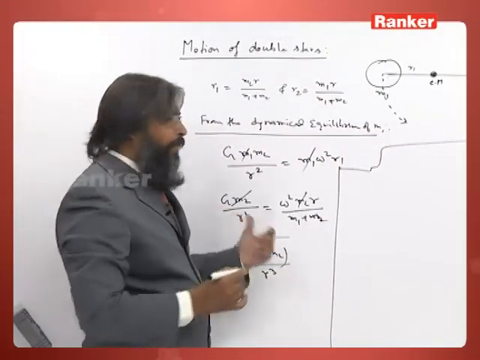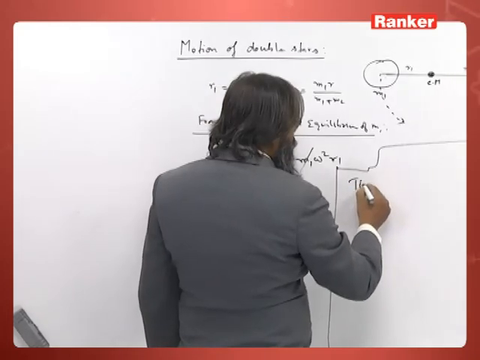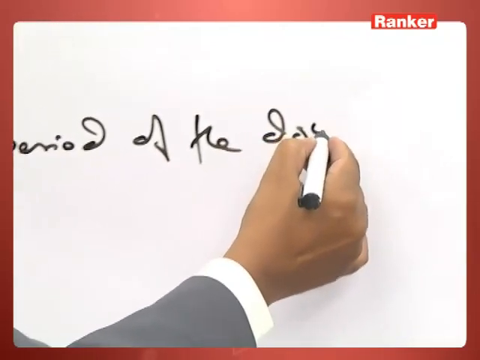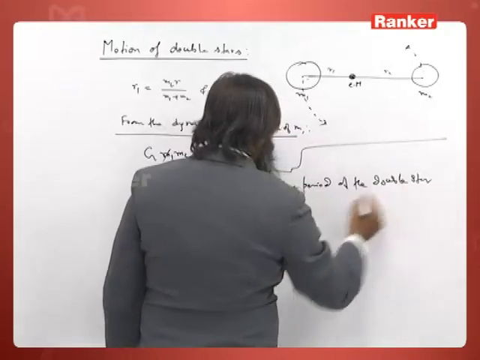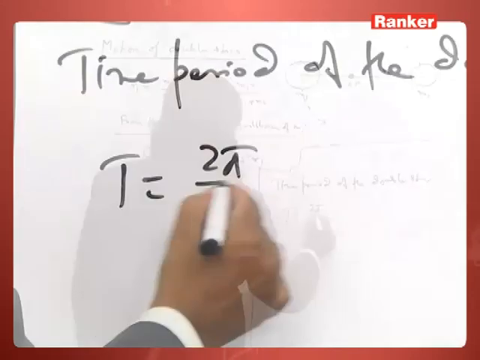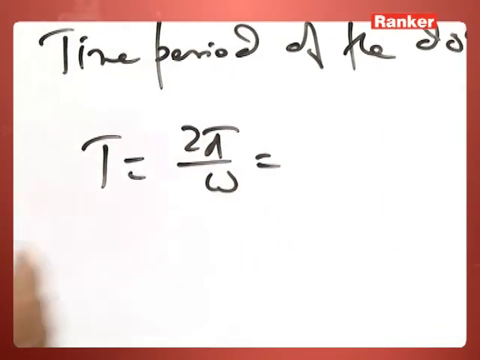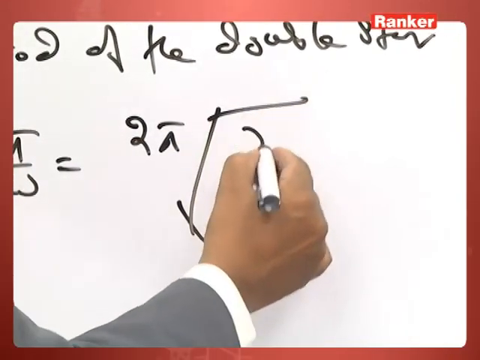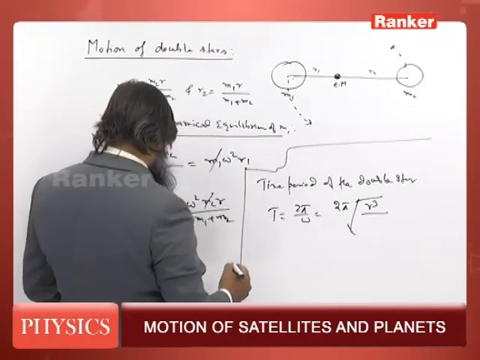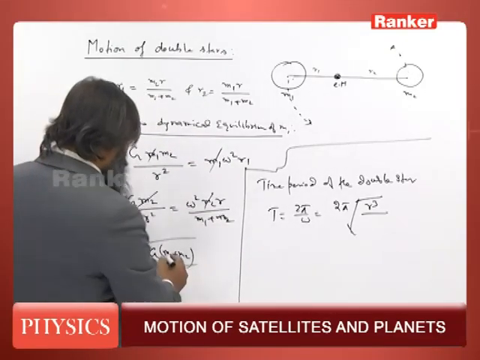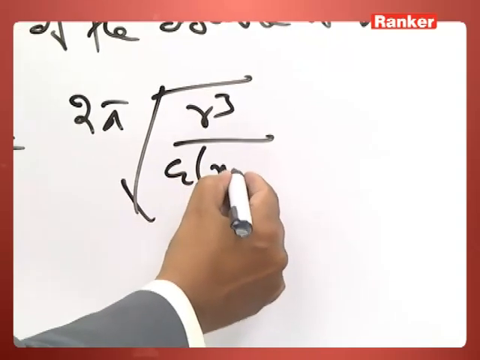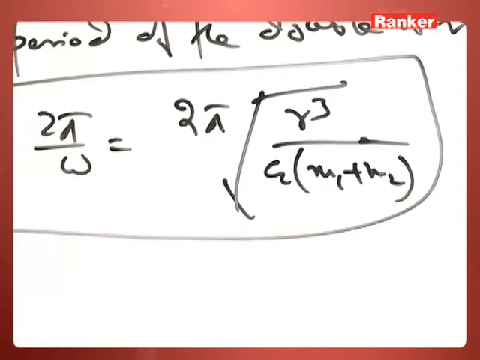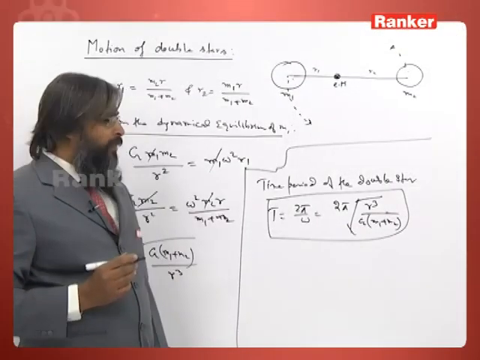We now calculate the time period of the double star. T is equal to 2 pi by omega, that is 2 pi times the square root of r cube by G times m1 plus m2. So this is the expression for the time period of the double star system.